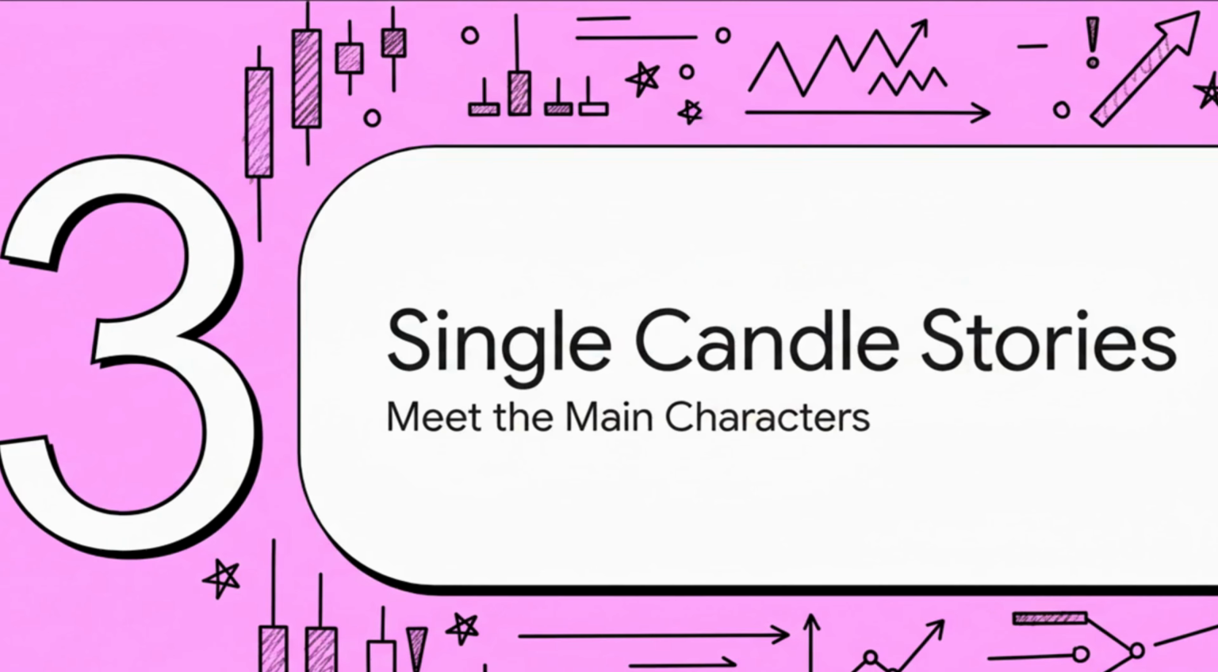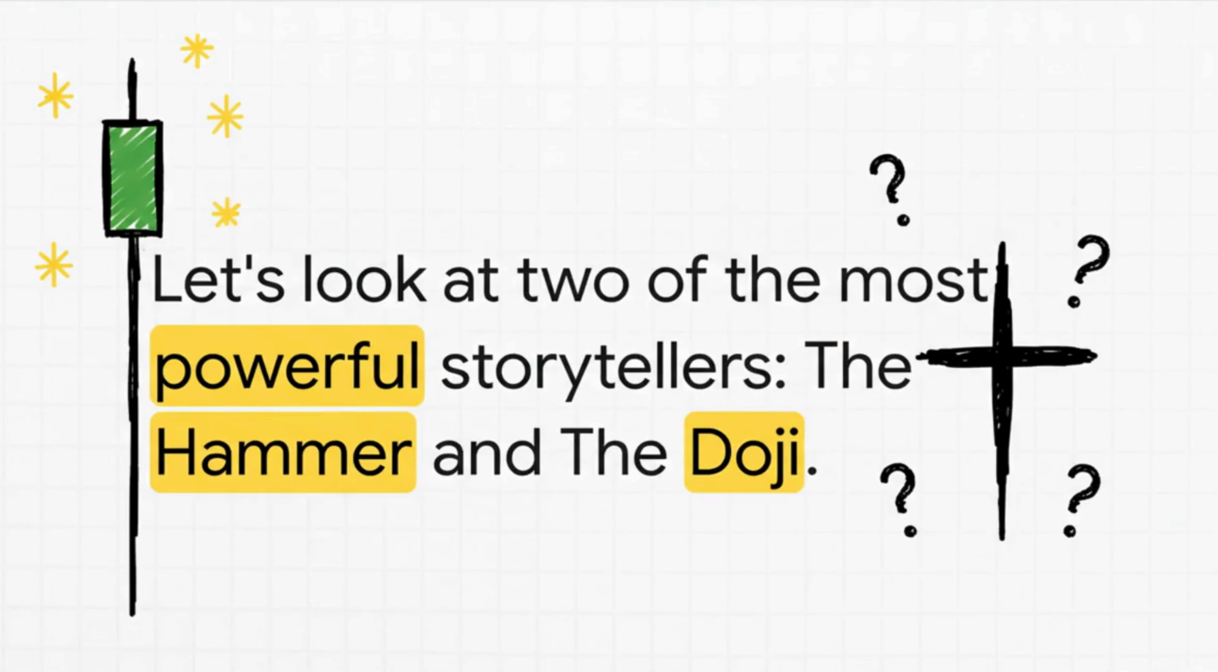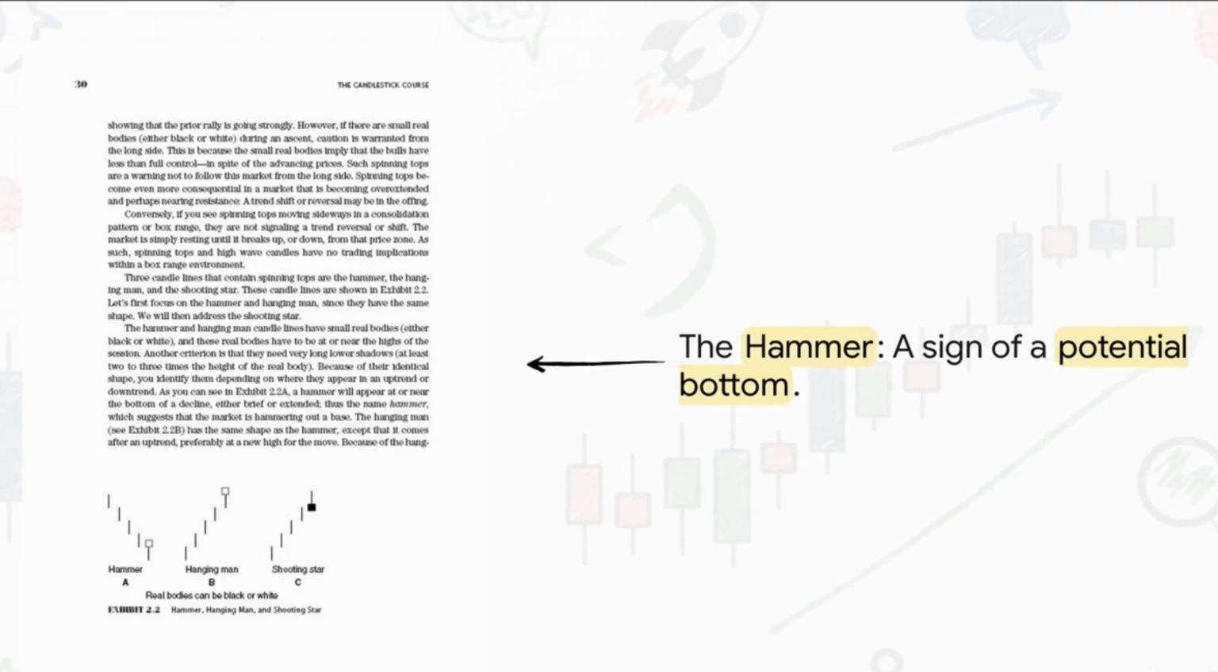All right, Section 3, Single Candles Tell Stories. Now that we know the basic anatomy, let's meet some of the main characters. See, some individual candles are so important, they show up at critical moments so often that they've actually earned their own names. We're going to focus on 2 of the heavy hitters, the hammer, a signal of a potential bottom, and the doji, which is the ultimate sign of a stalemate. Think of these less as data points and more as characters, signaling a major plot twist could be right around the corner.